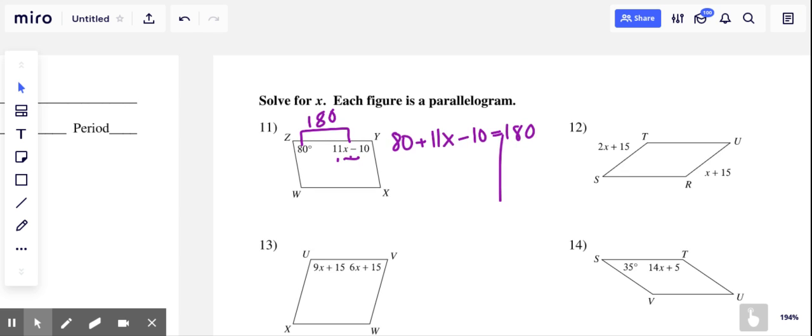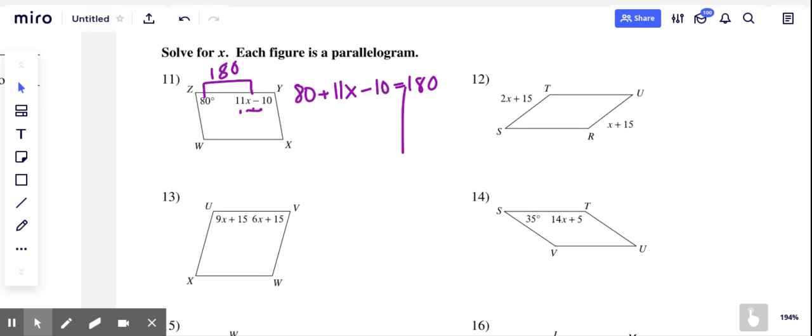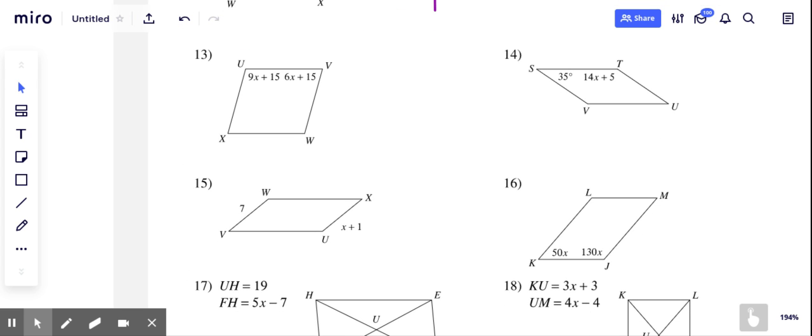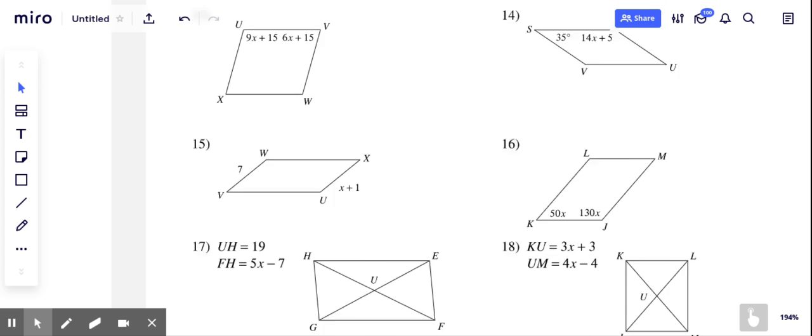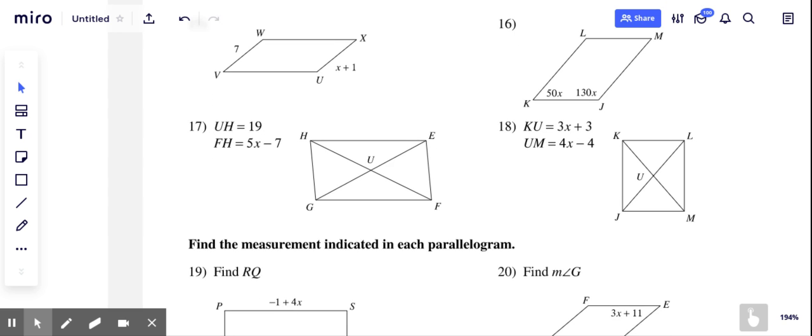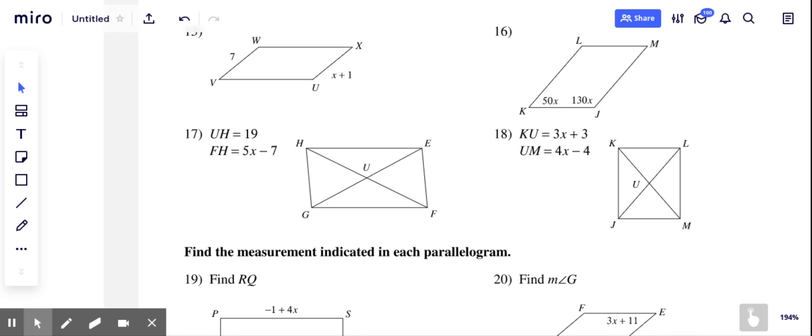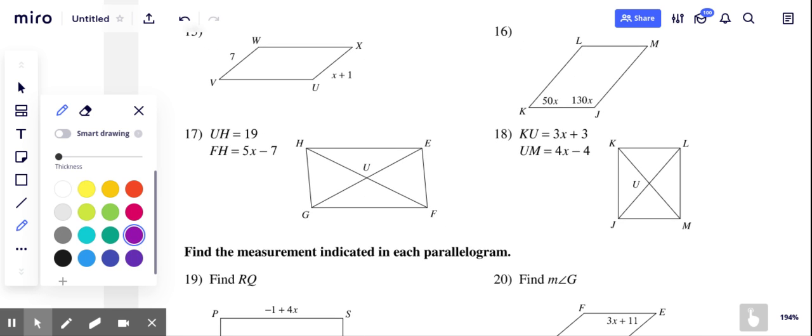All right, what else do we have? Same idea for 12. 12 is opposite sides. So you want to ask yourself, what do I know about the opposite sides of a parallelogram? It's kind of a lot with consecutive angles on here, I'm noticing. Or maybe something like, let's see, which one's 18? Oh, that one's not bad. Number 18, you're given this and this, so those are equal to each other.